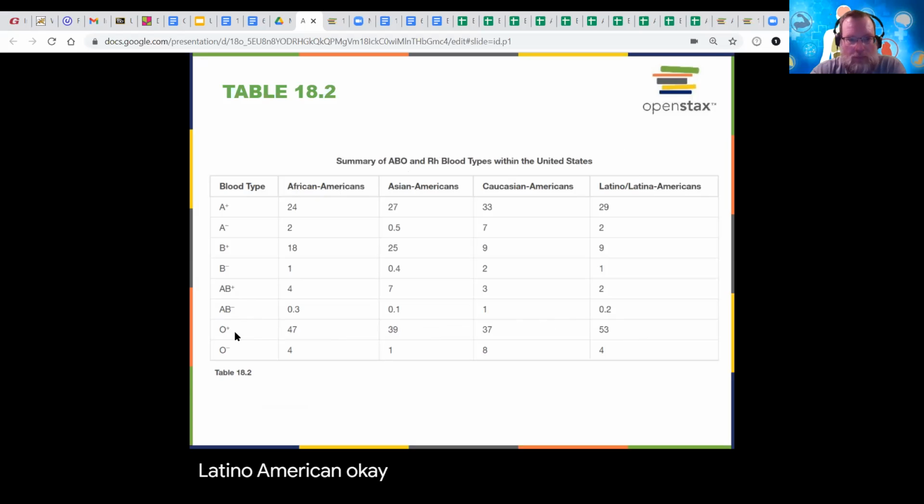Okay. O positives, positives, positives. So let's just look at the positives. I always love looking at the positives anyway, of everything. So anyway, look at the positives: 24, 18, 4, 47. So that's 51, 69, 93. So 93% of African Americans are a positive Rh factor.